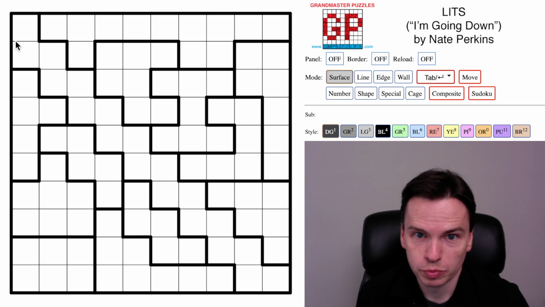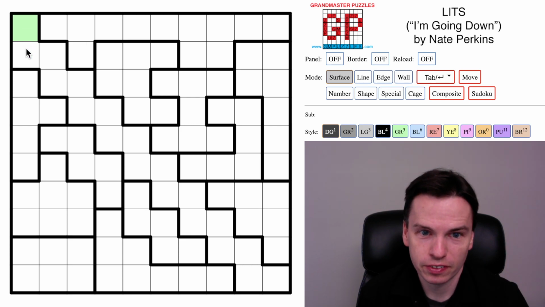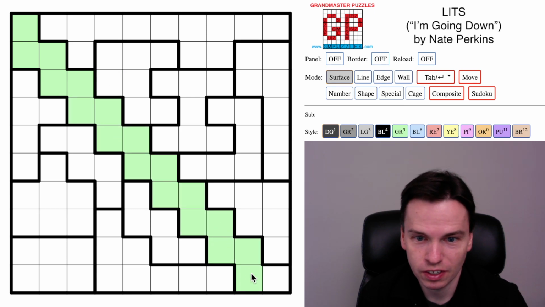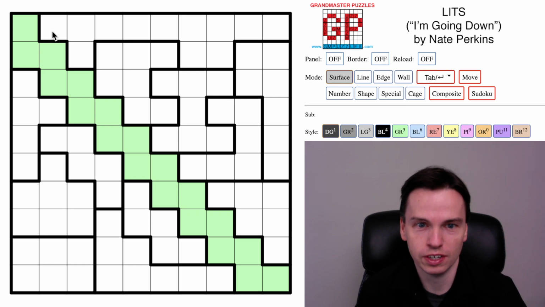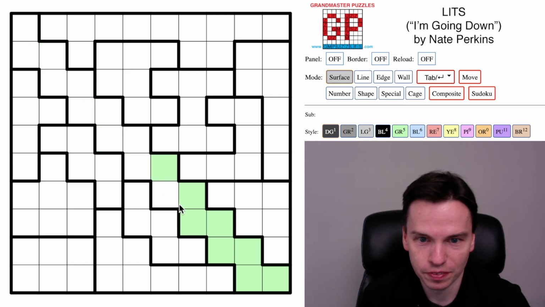We're here to solve this LITS puzzle by Nate Perkins called I'm Going Down. The theme is going to come from the staircase region that splits the center. Notice that one thing this does is it actually breaks the lower left of the grid and the upper right of the grid into distinct regions, and there's only going to be one connection through green that's going to have to link everything in the lower left and everything in the upper right together. So connectivity is going to be key here.